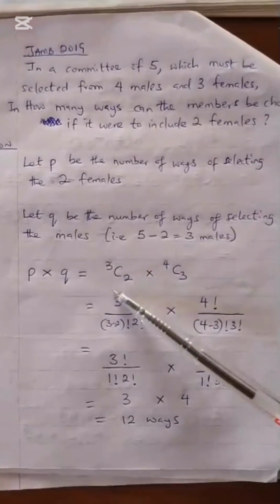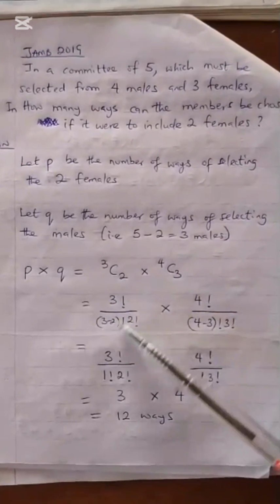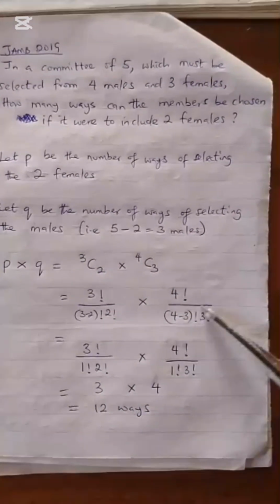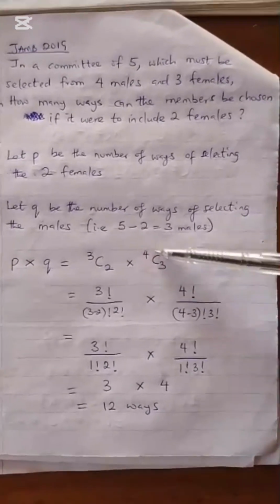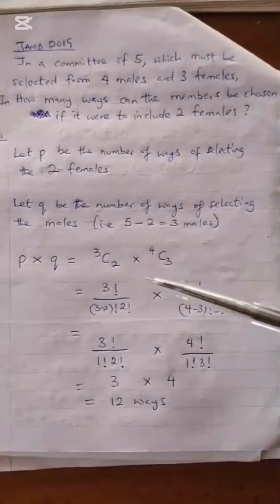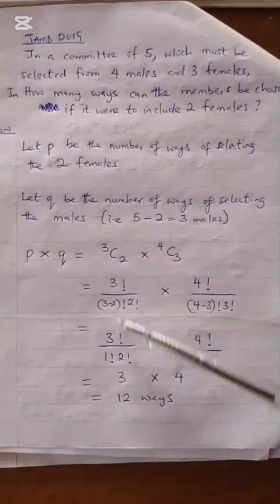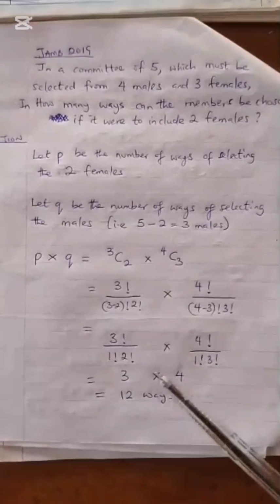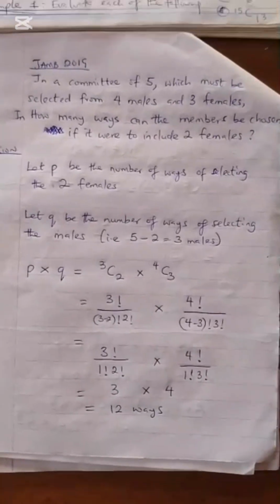So apply your rule for combination. It is 3 factorial over (3 minus 2) factorial times 2 factorial, times 4 factorial over (4 minus 3) factorial times 3 factorial. So 4 choose 3 simplifies as this, and 3 choose 2 simplifies as this. Break it down and use your calculator. You get the answer: 12 ways. So that's how we solve this combination question.